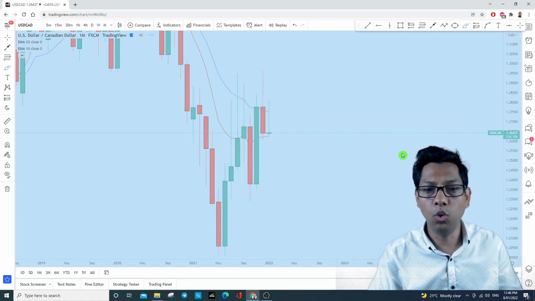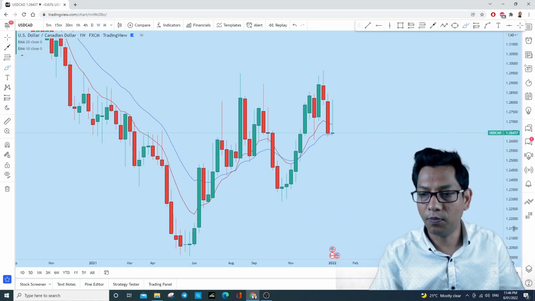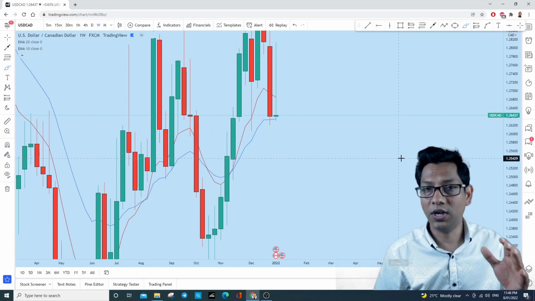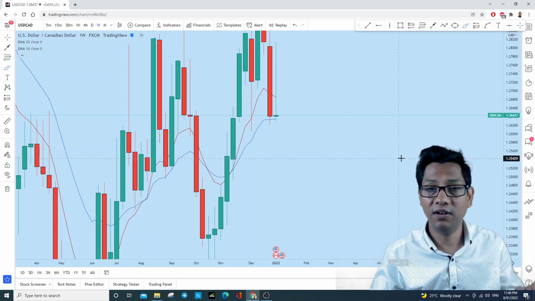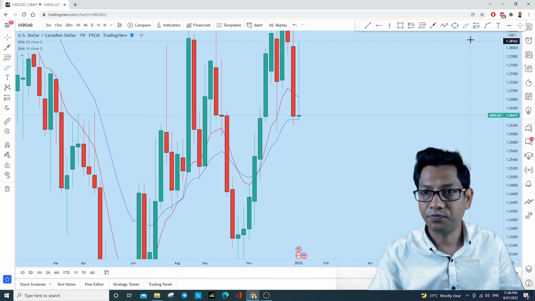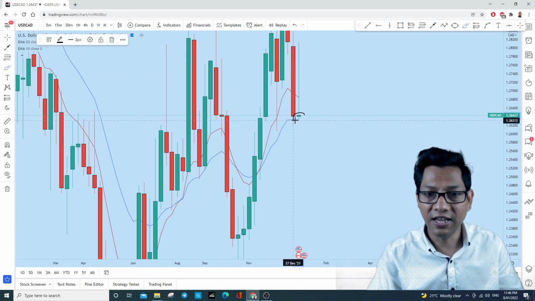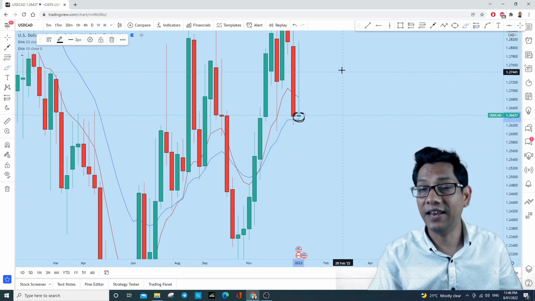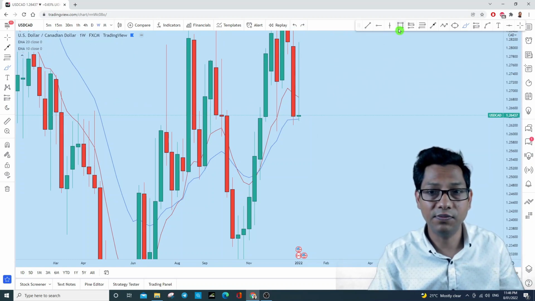Now let's see on the weekly time frame what kind of price action we have. Now on the weekly, what you saw, a very important structure here. There is a shooting star at a very important level of support. So this could be a very good trading opportunity.